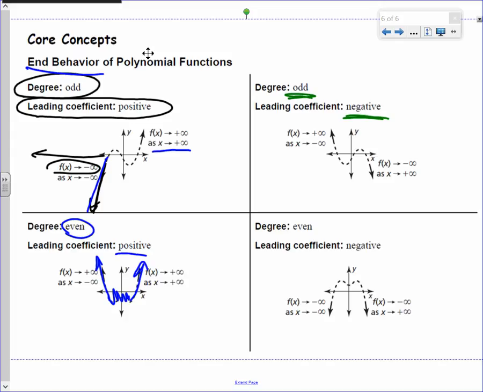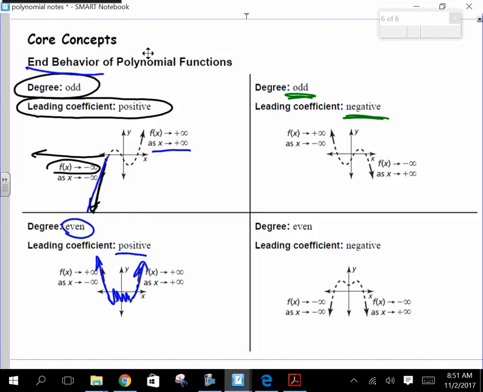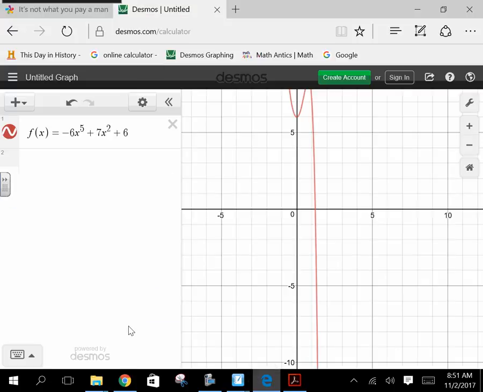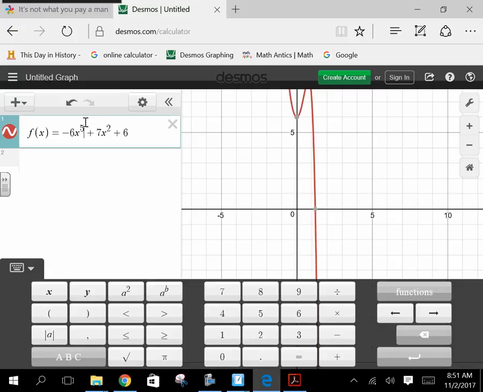So there's patterns that mathematicians have seen. So let me change my graph to a degree of even and a lead coefficient that's positive. Watch this. Watch what happens. Here's my graph. Let me change the degree to an even number. I'm going to change it to the 6th power. Check it out. I'll change the exponent to 6. And I'll change the lead coefficient to positive. And there you have it.